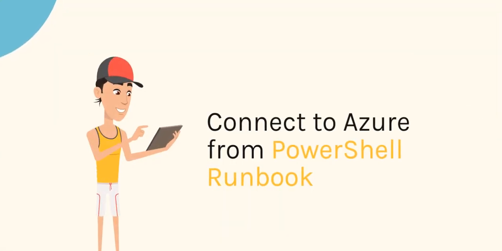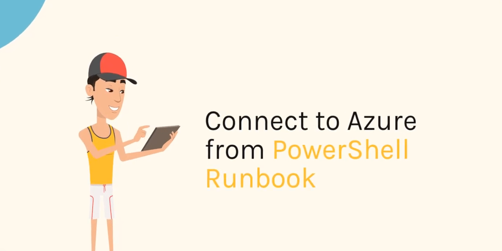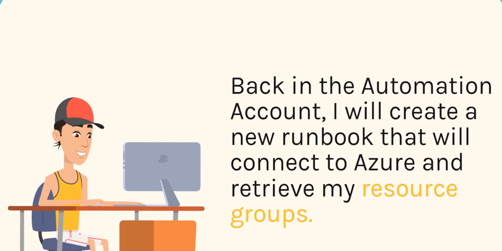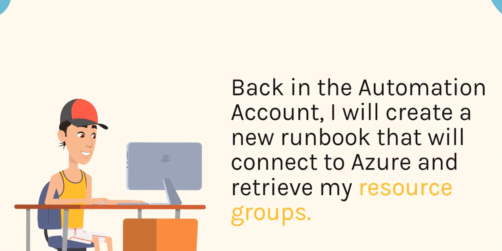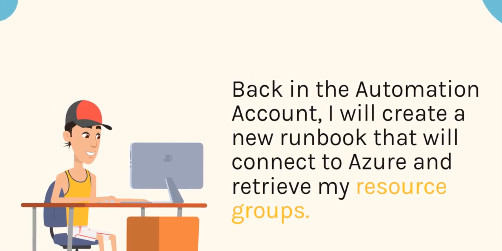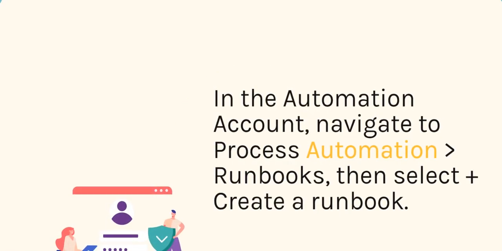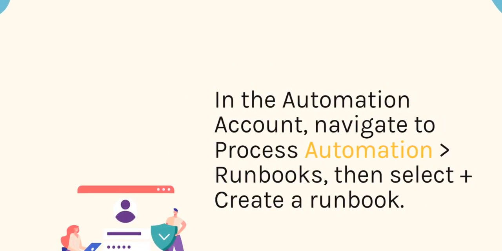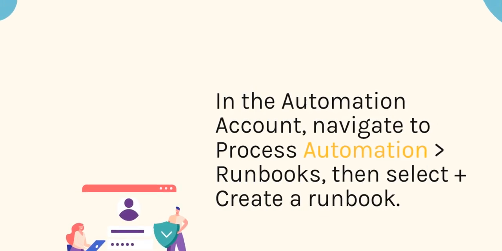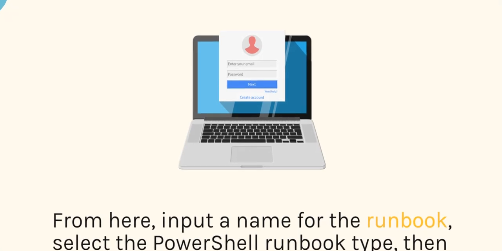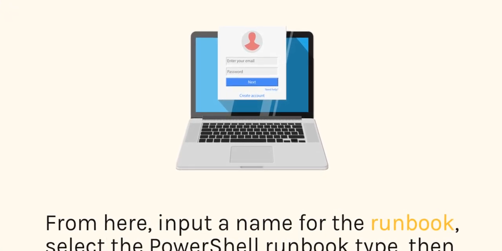Connect to Azure from PowerShell Runbook. Back in the Automation account, I will create a new runbook that will connect to Azure and retrieve my resource groups. In the Automation account, navigate to Process Automation > Runbooks, then select plus Create a runbook. From here, input a name for the runbook, select the PowerShell runbook type, then select Create.